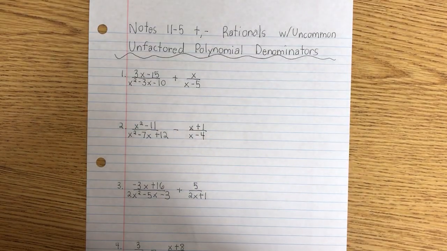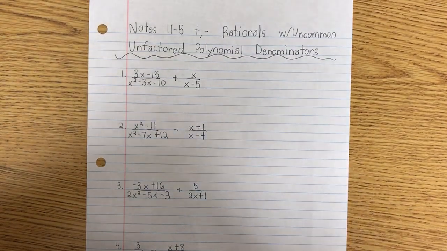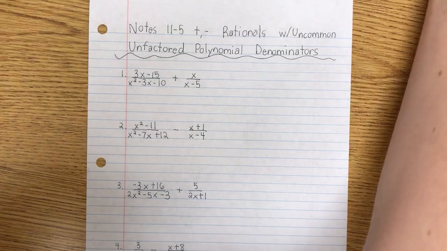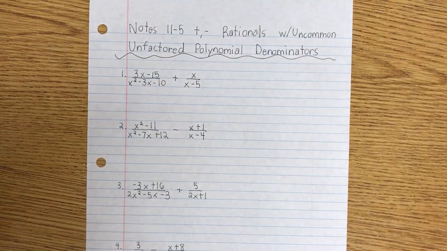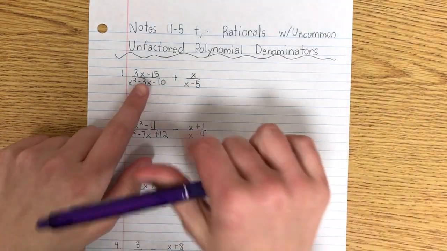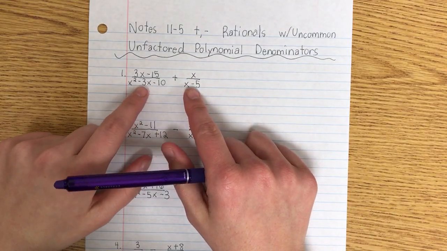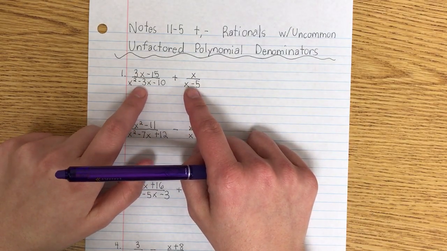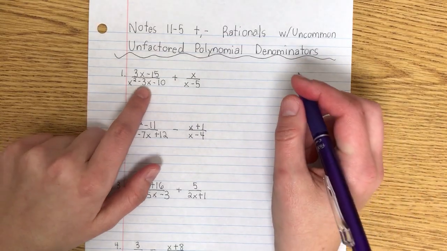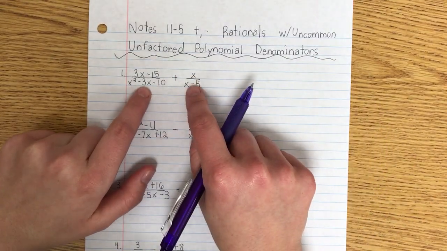Today we're looking at notes 11-5, add and subtract rationals with uncommon, unfactored polynomial denominators. So the unfortunate thing about today is that not only are our denominators uncommon, but they're not all of them factored for us. So obviously the first thing we want to do is factor these denominators.